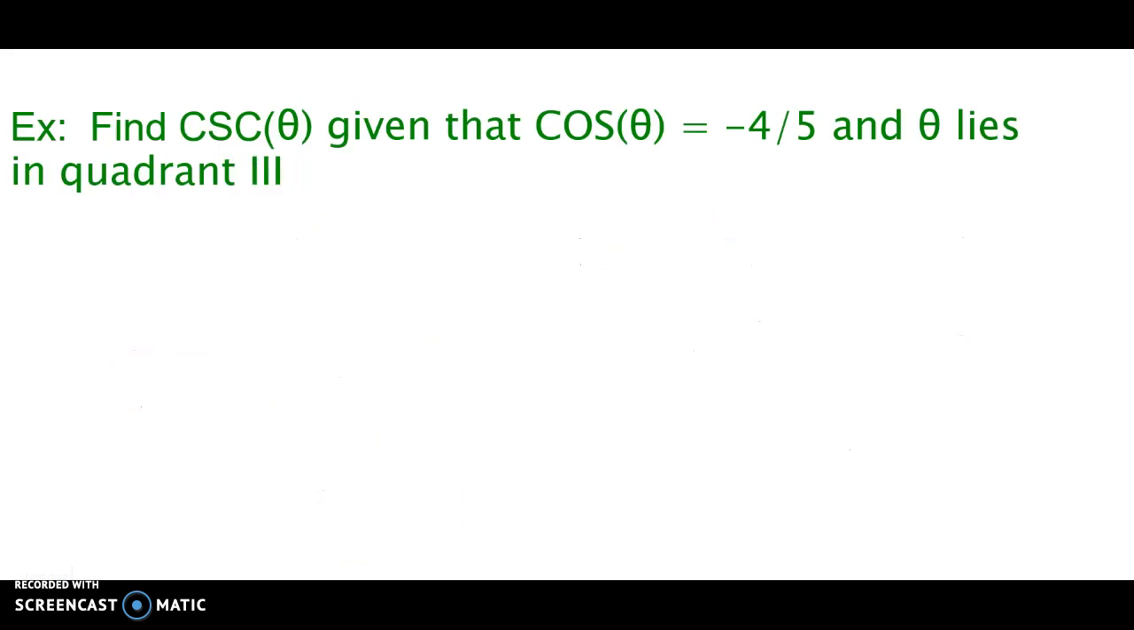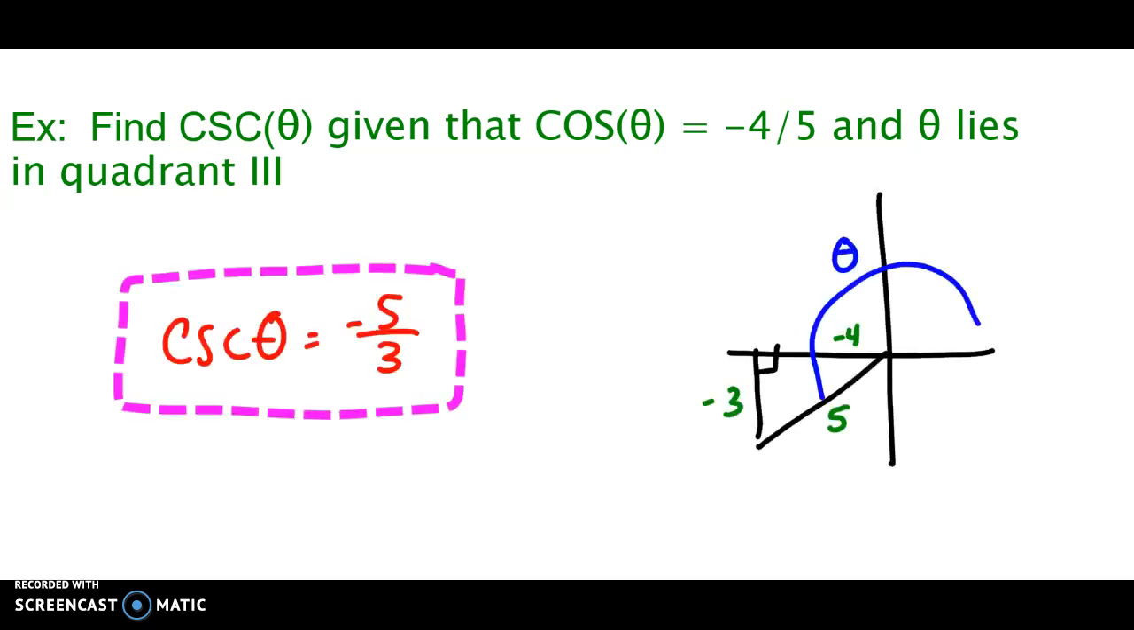Last example, it says, find cosecant of theta given that cosine of theta is negative 4/5 and theta lies in quadrant 3. Use this information, let's see what you get. All right, so I use that cosine of theta is negative 4/5 and lies in quadrant 3 to draw this here. I could find out that the side opposite of the angle here is negative 3. So I found cosecant of theta is negative 5/3.